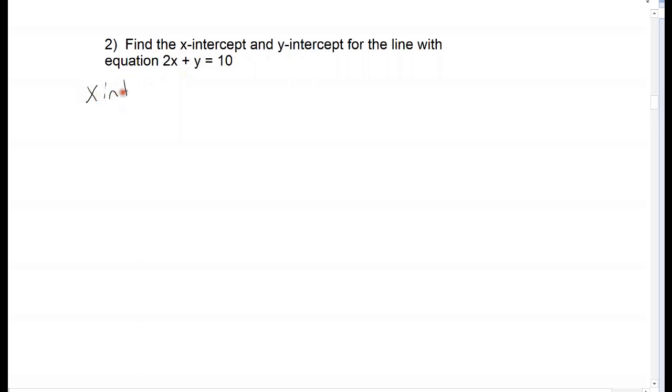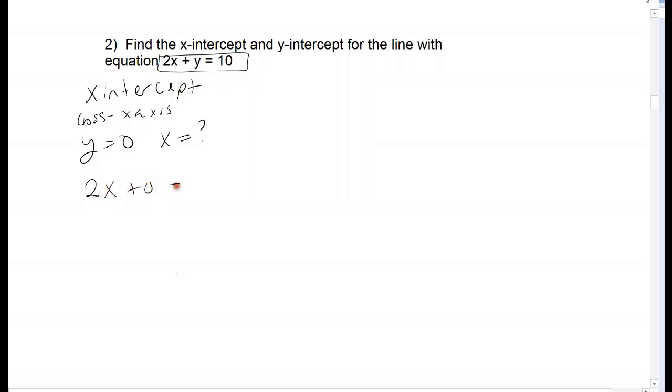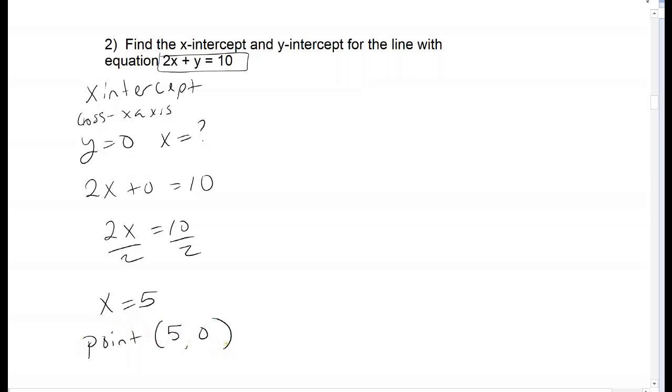So we'll start with the x-intercept. The x-intercept's where it crosses the x-axis, right? This is when it crosses the x-axis, which means the y value is 0 and I have to find the x value. All right, so that's what we do. We take this equation, plug 0 in for y, and solve for the x. And so we're just left with 2x equals 10, divide out my 2, and so my x-intercept is 5. The point where it crosses the x-axis is 5, 0.